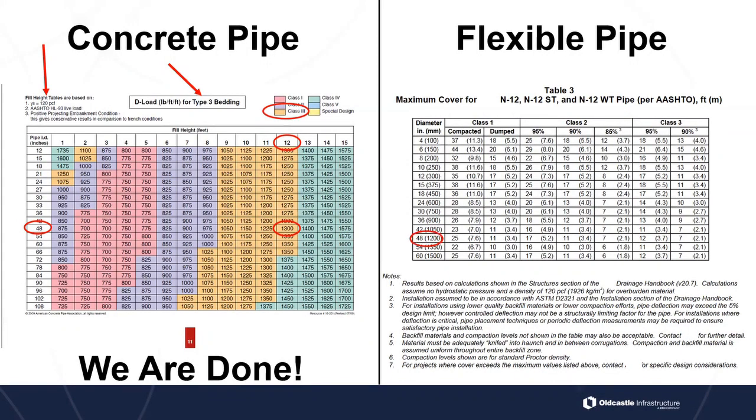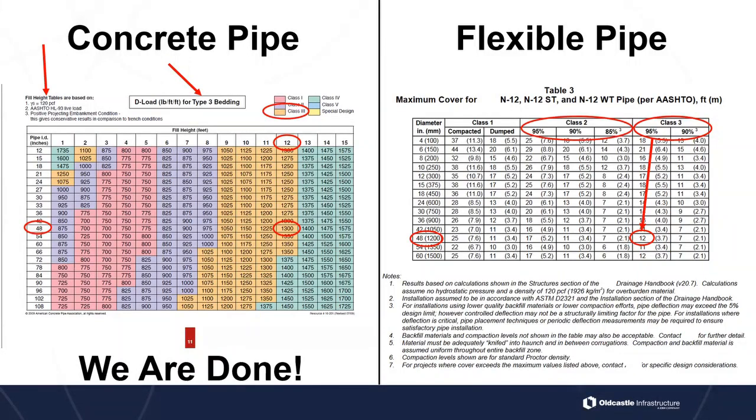So we go to our 48 inch here on the left-hand side there. This is our inside diameter in inches. Okay. So for a 48 inch pipe, if we look at that class 3 material, now keep in mind that corresponds to a category 2 material, right? That's a pretty good material there. If we compact it to 95%, we can get 12 feet. Okay, so that's 12 feet of fill on top of that, at 95% of that class 3 or category 2 material.